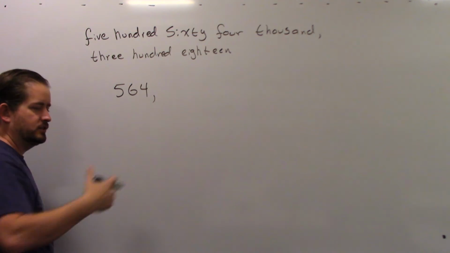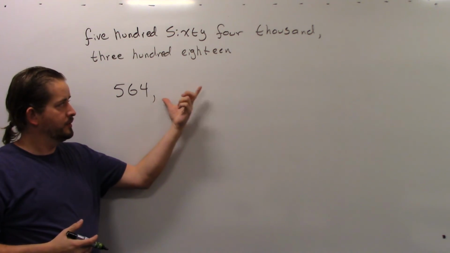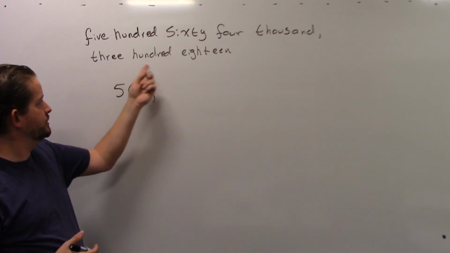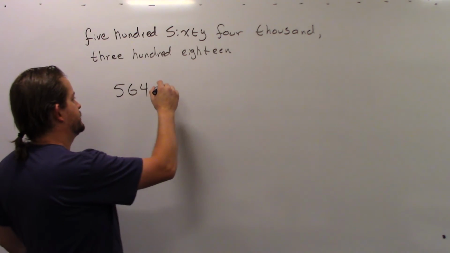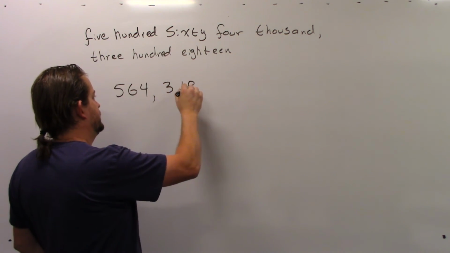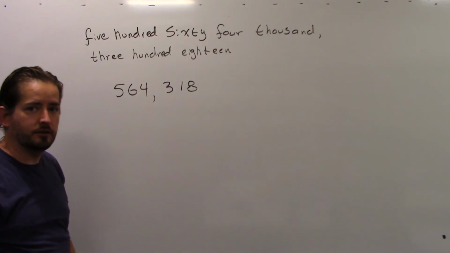It's in the thousands, so I know that I have more numbers to come. 3 more. What are those? Well, it's 318. So 318. And that's my number in standard form. Okay?